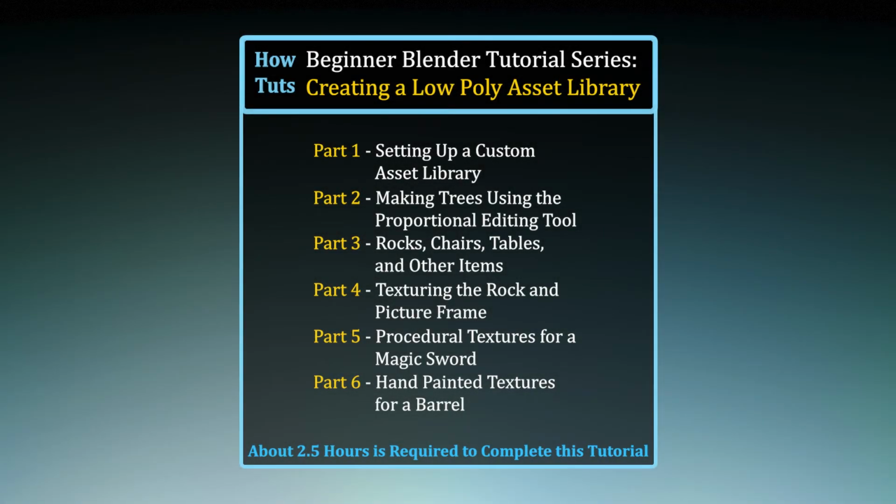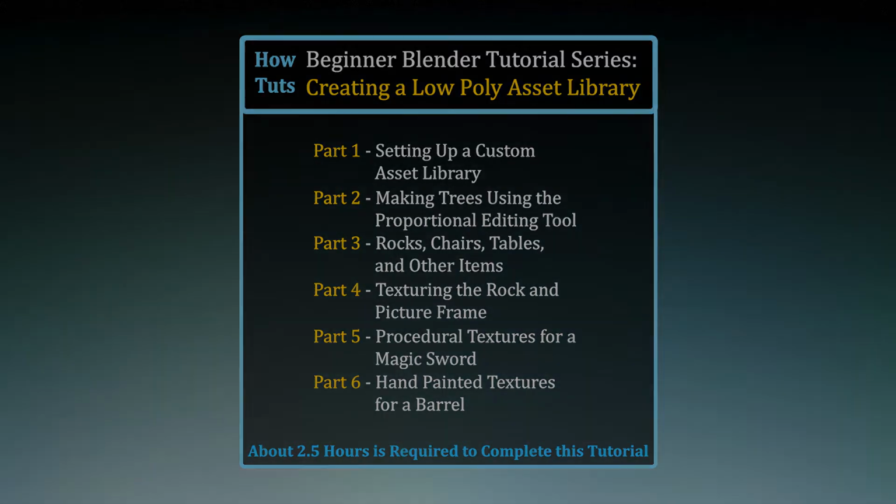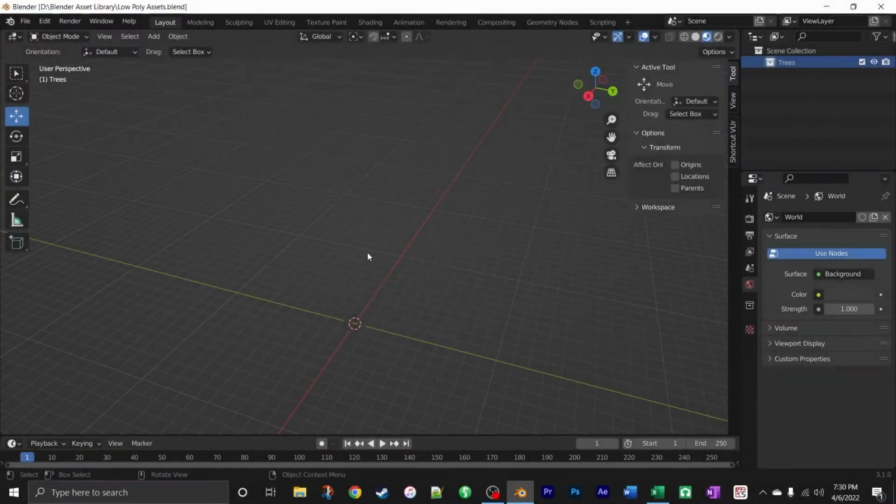Okay, so in this episode we're going to make a set of low poly trees, and we're going to explore the proportional editing tool in order to make a few different variations of them. Okay, so we've got our file here.